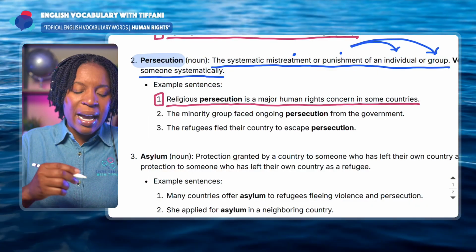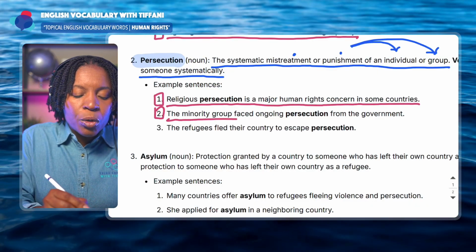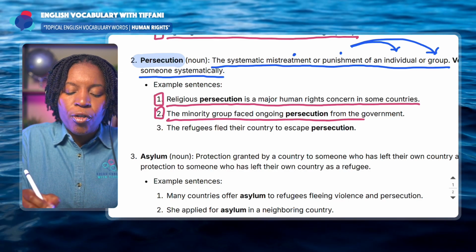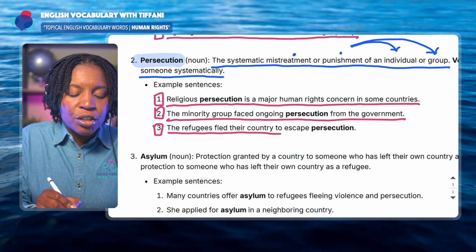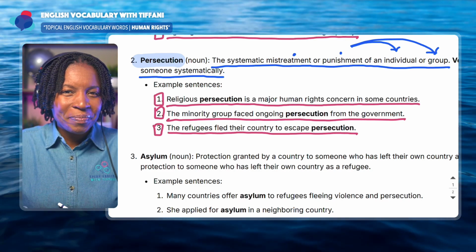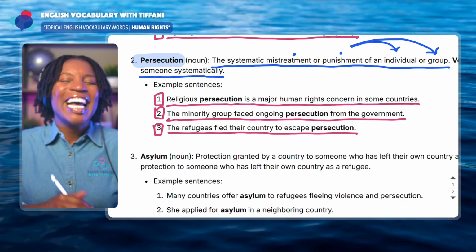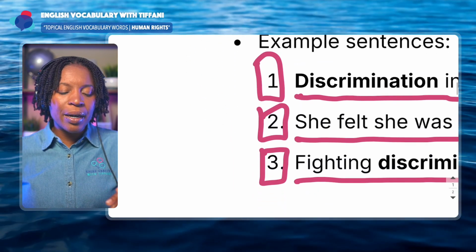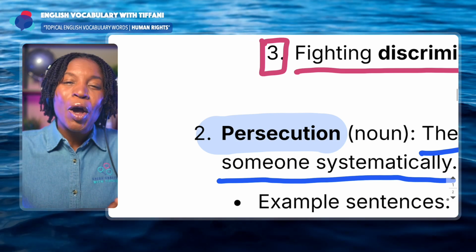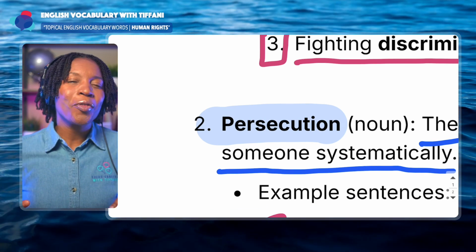Again, the term is persecution. Here's the second example sentence. The minority group faced ongoing persecution from the government. And finally, the refugees fled their country to escape persecution. You got it, right? Excellent. All right. So we have 2 words so far about this topic of human rights. Our very first word again, discrimination. Good. Our second vocabulary word, persecution. Very good. All right.